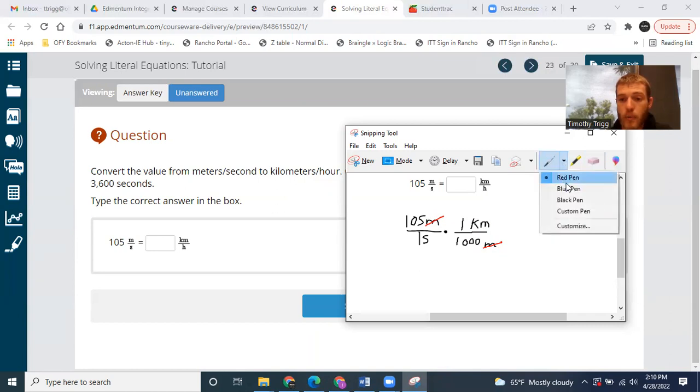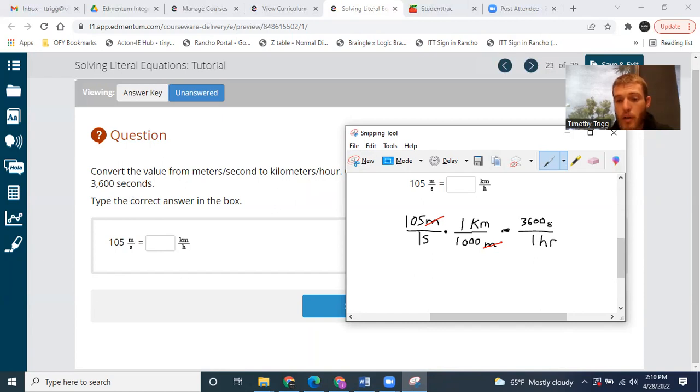Notice our next ratio we're going to write has to do with changing from seconds to hours. So our next ratio is going to involve seconds and hours. Should I put the seconds on top or on bottom here? Well, in this case, I put my seconds on top. 3,600 seconds is the same as 1 hour.